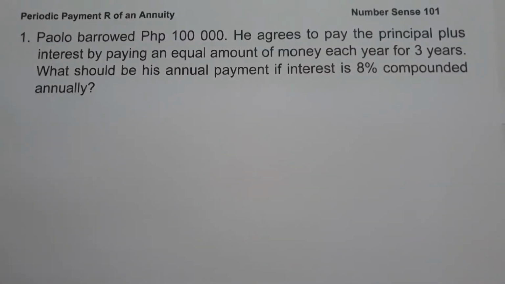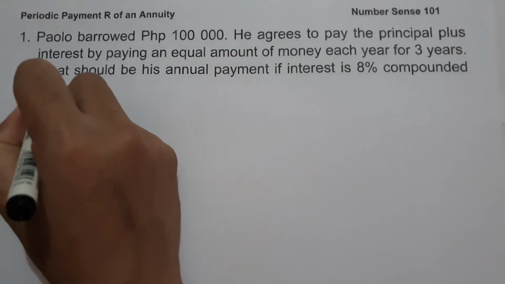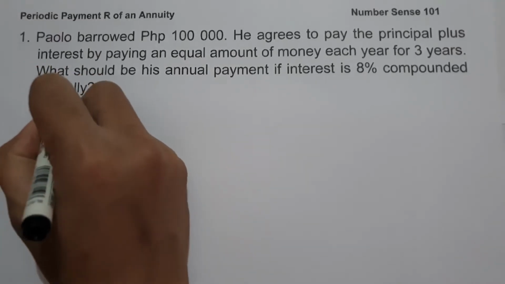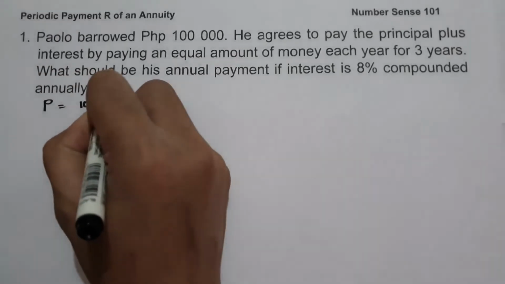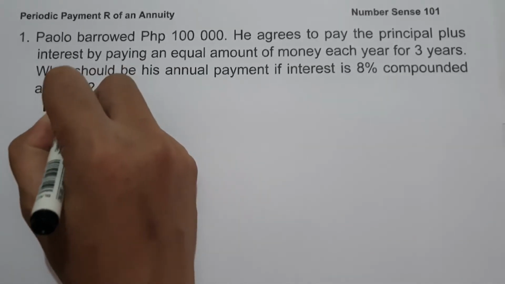On example number 1, Paulo borrowed 100,000 pesos. He agrees to pay the principal plus interest by paying an equal amount of money each year for 3 years. What should be his annual payment if interest is 8% compounded annually? To solve the given problem, let us identify first our given. Since Paulo borrowed 100,000 pesos, that is our present value. So P equals 100,000 pesos.